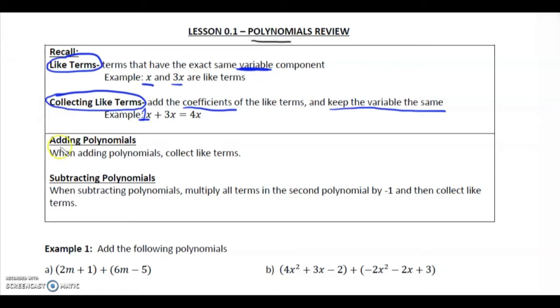Okay, and here's the difference between adding polynomials and subtracting polynomials, and we're going to see this. When we add polynomials, all we do is strictly collect like terms, so you just add them all together. That's the easy one. When we're subtracting polynomials, and this will be in the second example, we're essentially multiplying all terms in the second polynomial by -1, and then we collect. Okay, almost like a distributive law.